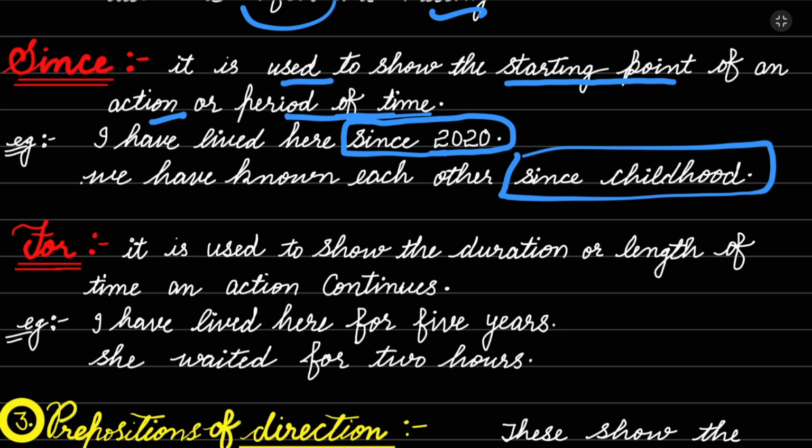Next, for. For is used to show the duration or length of time an action continues. For tells us the duration of time. For example, I have lived here for 5 years. She waited for 2 hours.